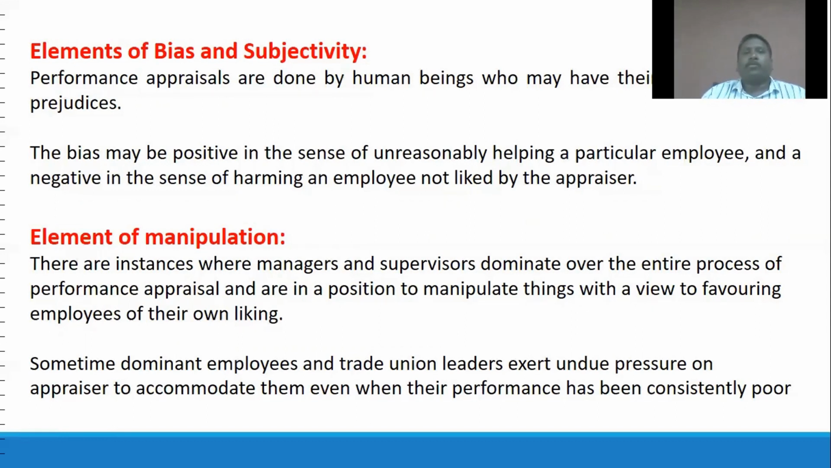Next one, element of manipulation. There are instances where managers and supervisors dominate the entire process of performance evaluation and are in a position to manipulate things with a view to favoring employees of their own liking. So managers and supervisors will try to dominate the entire evaluation process by giving good ratings to their favorites, the employees whom they like. And sometimes trade unions and dominant employees who have informal power in the organization will try to influence the performance appraisal process, where the rater is pressurized or forced to give a good rating irrespective of poor performance. So element of manipulation is another problem in performance appraisal.